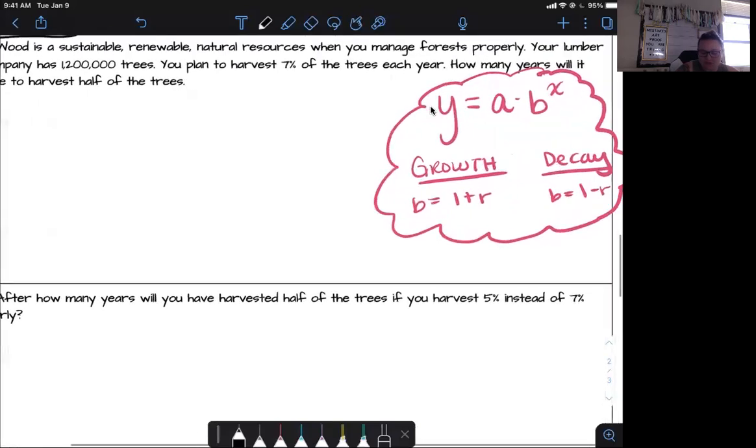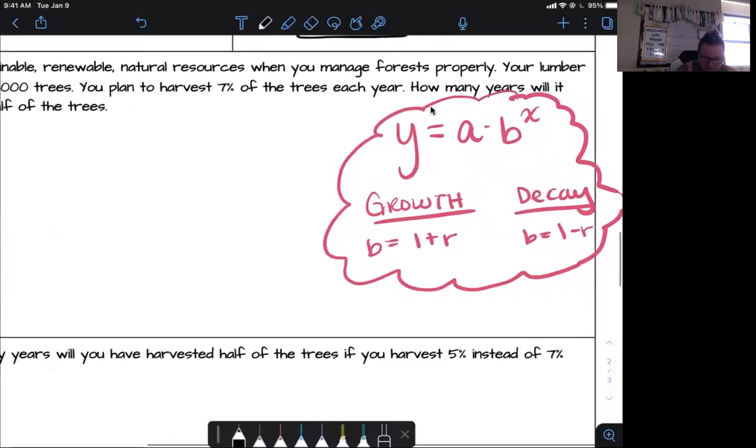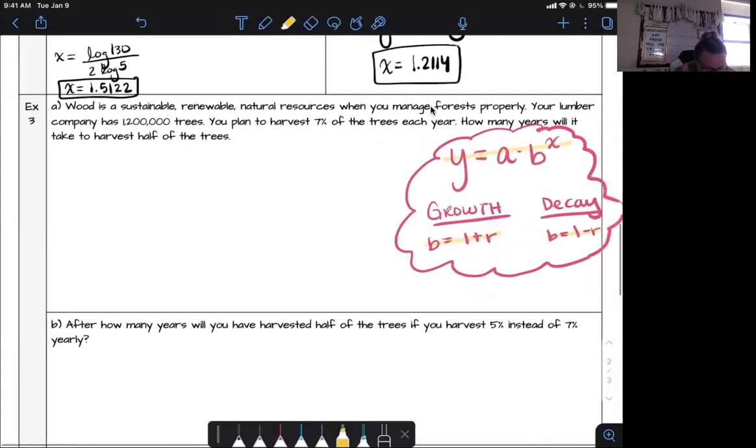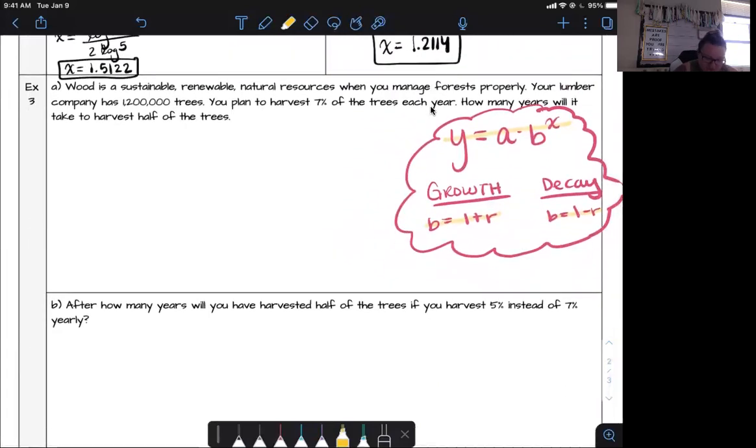So remember, when you talk about exponential growth or decay, you use the equation y is equal to a times b to the x. Your growth rate is 1 plus r. Your decay rate is 1 minus r. So in this case, we're losing trees, so we are going to use exponential decay.